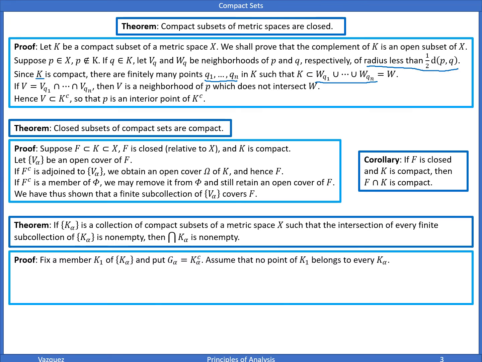So this shouldn't be too hard to prove. We're going to fix a member K1 of K sub alpha and put G sub alpha to be the complement of K sub alpha. And we're going to assume that no point of K1 belongs to every K sub alpha. The reason we're assuming that no point of K1 belongs to every K sub alpha is because if we just get K sub 1 and another K sub alpha, I don't know, let's say 4, their intersection will be empty.